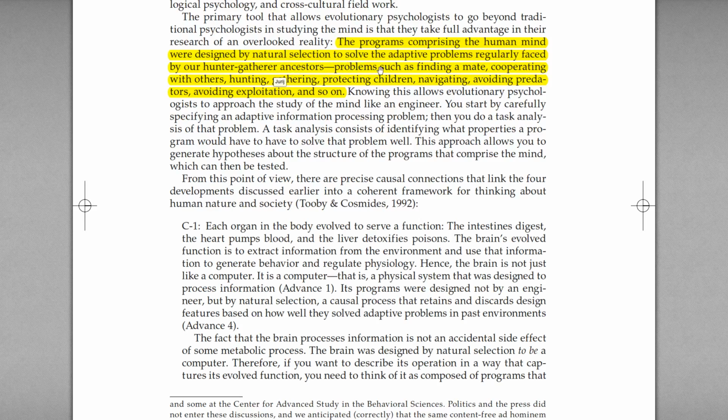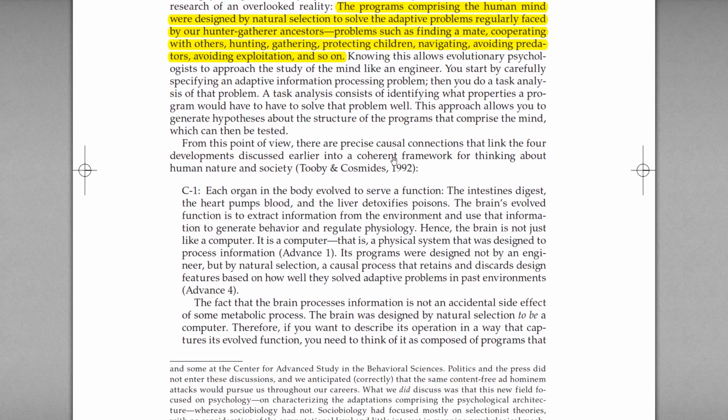And these programs, at least the programs we study in evolutionary psychology, because we have studies about all animals, but evolutionary psychology is mostly focused on the stuff in our brain that makes us different from other animals, right? And we look at hunter-gatherer ancestors to really see where these mechanisms evolved that make us different from chimpanzees or bonobos or lions or cats. And these are problems such as finding a mate, cooperation with others, hunting, gathering, protecting children, navigation, avoiding predators, avoiding exploitation, and so on. So we look at all this stuff that has been useful in hunter-gatherer societies.